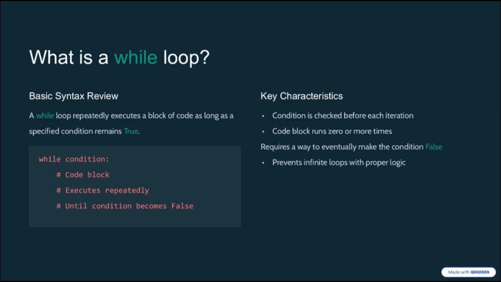Key characteristics. Some key characteristics of while loops are: first, the condition is checked before every iteration. The code may run zero or more times. It must have proper logic to stop execution. Last, it helps control the flow of the program.